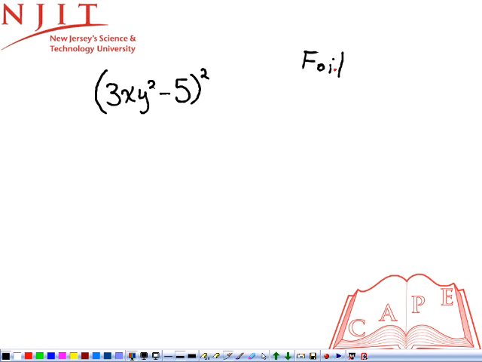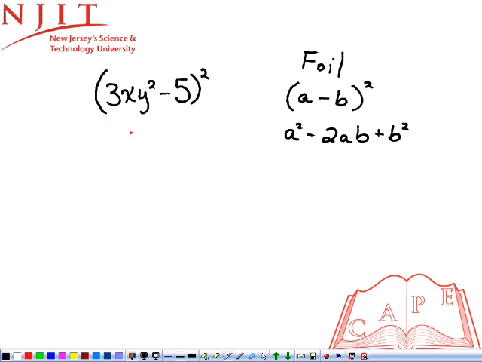Now, if you have two terms within a parentheses, we'll call them A and B, and you're squaring them, the simple formula to square any two terms is the first term squared, the product doubled, plus the second term squared. So let's apply this rule to this problem right here.